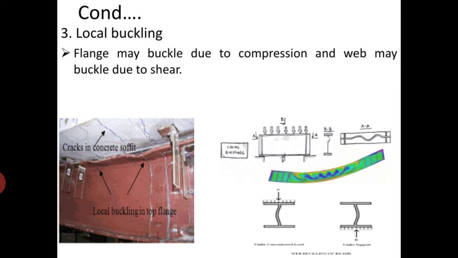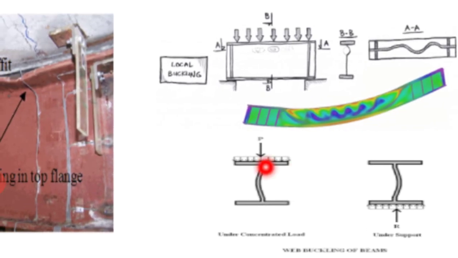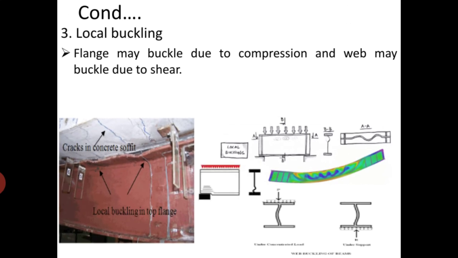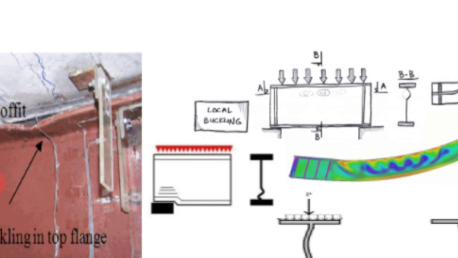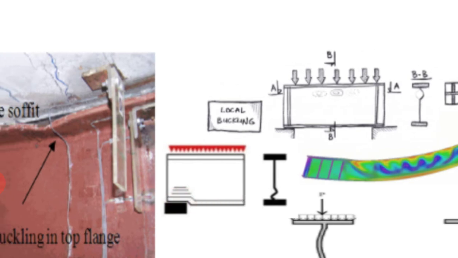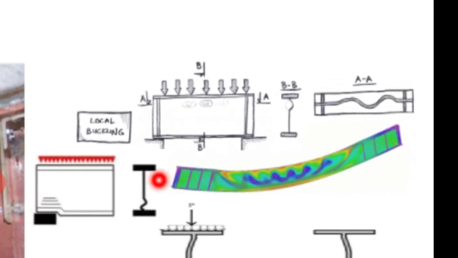Even the web will get buckled under a concentrated load like this. Look at this one. The web has buckled like this under a concentrated load and at a support. This failure we call a local buckling failure. If you take the support condition, there the web has crushed. Look at this figure, the web has got crushed. This is called web crippling. This also indicates local buckling failure.